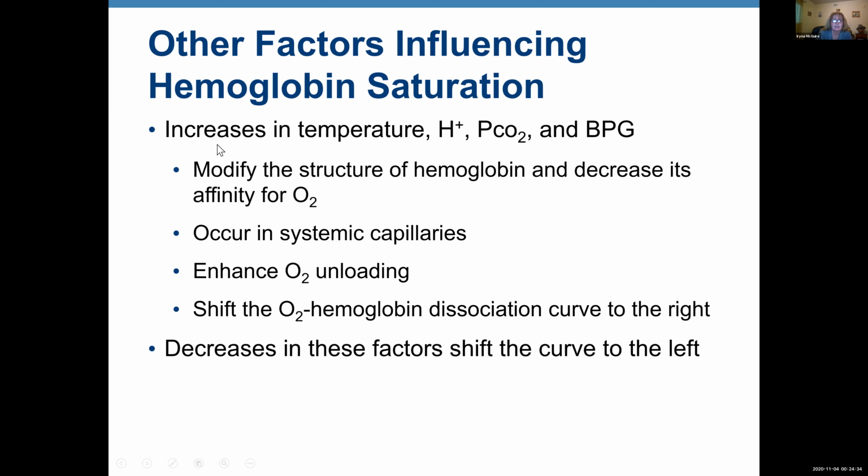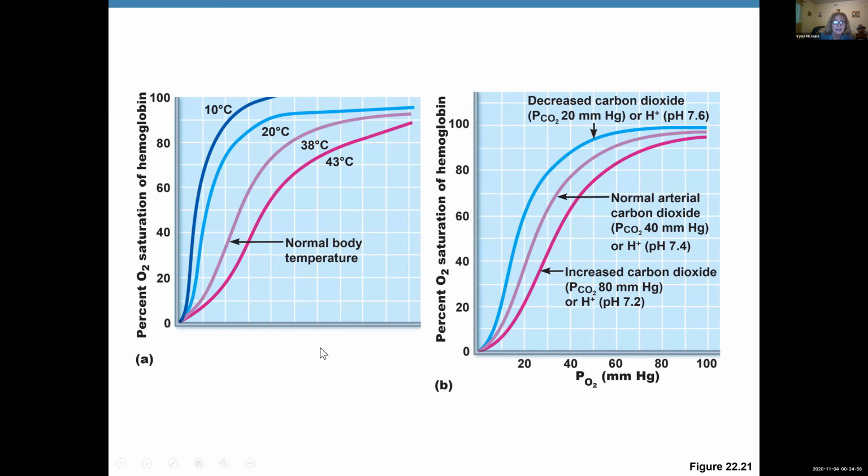But the point is, when we have an increase in all of these factors, that changes the shape of hemoglobin. And when it changes the shape of hemoglobin, oxygen leaves it. I don't want to be in this hemoglobin that is the wrong shape. So it decreases the affinity of hemoglobin for oxygen, and it's easy to unload oxygen. So over here, you can see that here's normal body temperature.